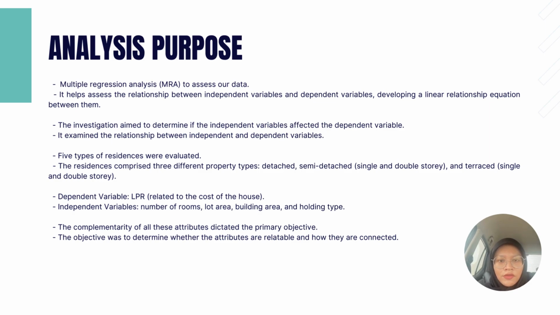There are a total of 5 types of residences evaluated that comprise 3 different residential properties, including detached, semi-detached, single and double story, and terrace, single and double story. So the dependent variable used in the study is LPR, which relates to the cost of the house. To test the factors that influence the cost, the independent variables, including the number of rooms, lot area, building area, and holding type, were all tested. So the complementarity of all these attributes dictates the primary objective of determining whether it is relatable and how they are connected.